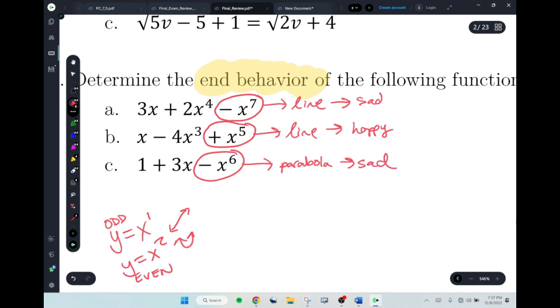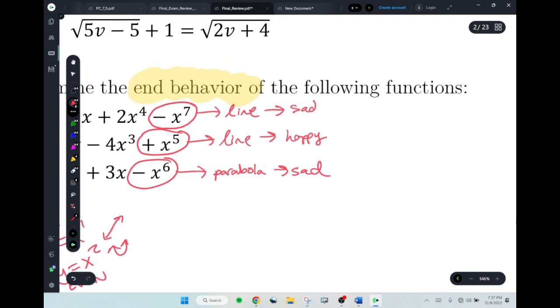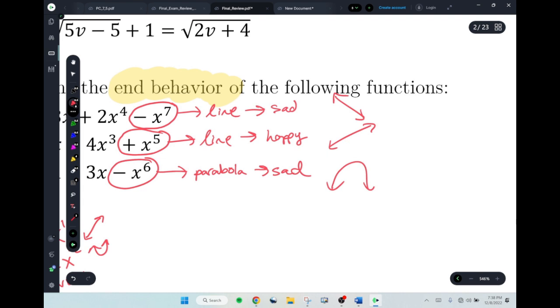Now our job is to determine what those two words tell us about the shape. What does a sad line look like? Think in terms of bank accounts or stocks. That's a sad bank account, right? That's not what I want. I want to be happy. What does a happy line look like? Boom, boom. And what does a sad parabola look like? Boom, boom, boom. And that's it. That's what it's going to say.